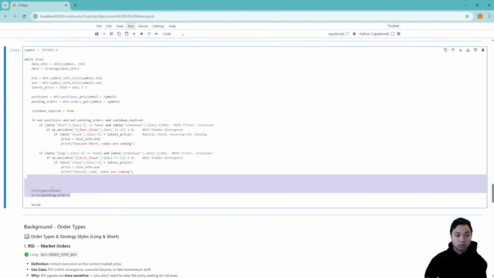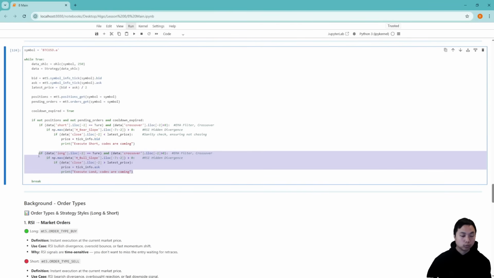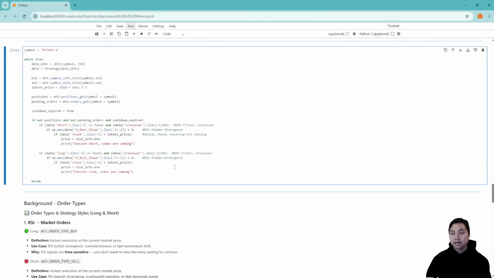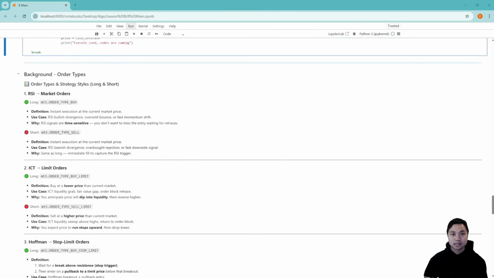And again, once all four layers of checks pass for this long trade, layers 1 to 3 and then also this fourth layer, we will set our entry price at the current ask price. Because we're buying, that is the price we can actually buy at right away in the market. Now we are ready to execute the order.